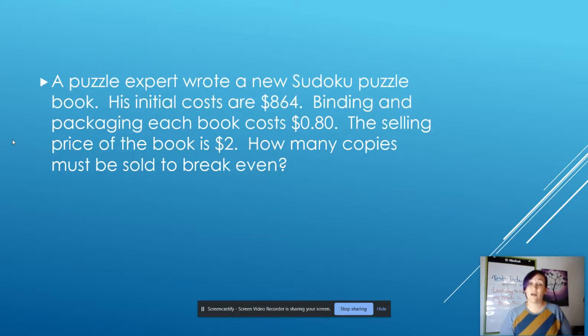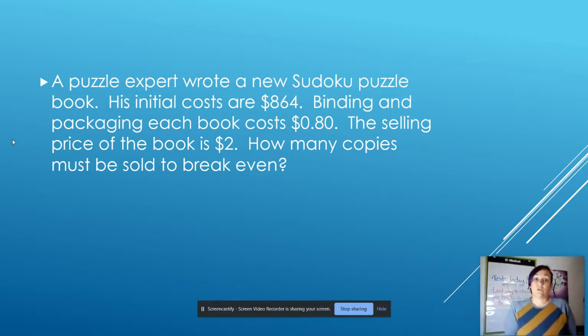Again, we're only going to set up. We're not going to be solving during the video. This is the example that is typed on your worksheet, or if you don't have a worksheet, you want to write this down. This example says a puzzle expert wrote a new Sudoku puzzle book. His initial costs were $864. Binding and packaging each book costs 80 cents. The selling price of the book is $2. How many copies must be sold to break even? So in this problem, again, the y is money and the x is how many copies of the puzzle book he's making.